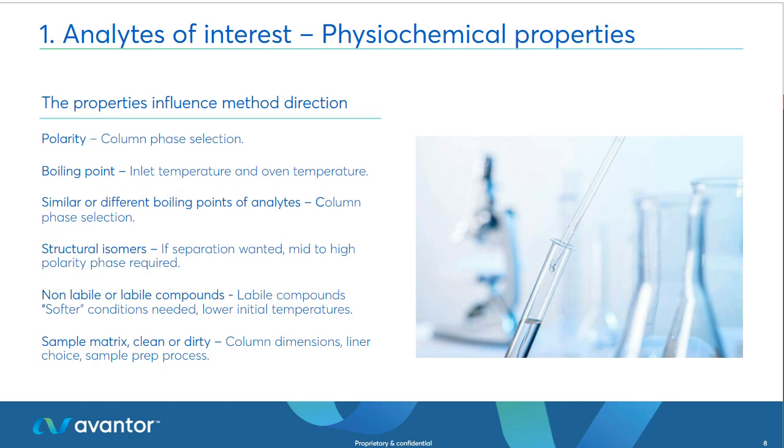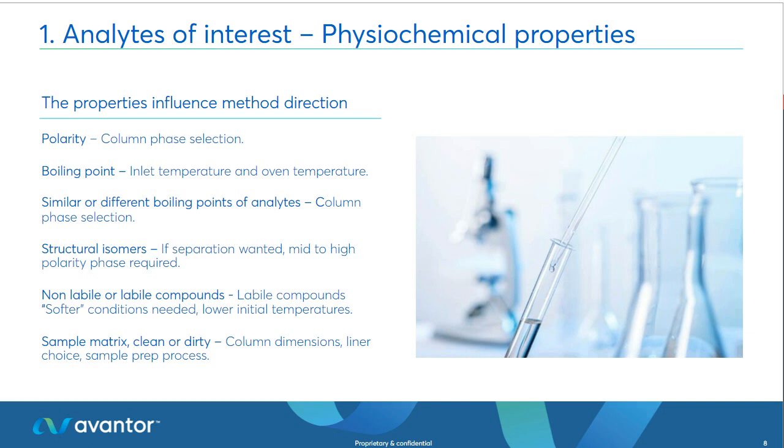If the sample is non-labile or labile, labile compounds need softer conditions, lower initial temperatures. Then if the sample matrix is clean or dirty, this can be a point that influences column dimensions, liner choice, and sample prep process.